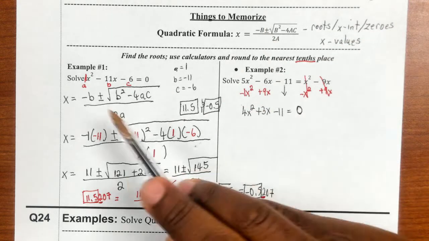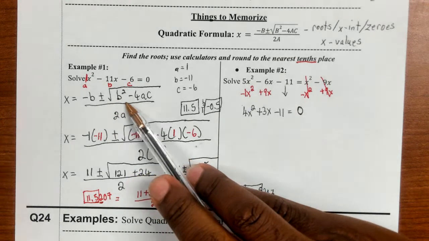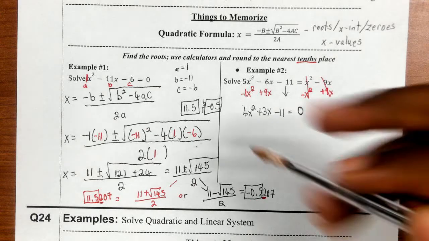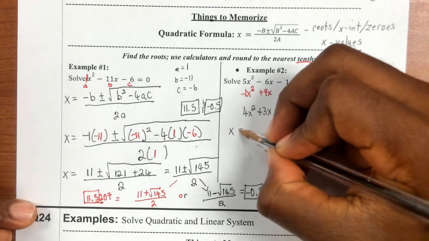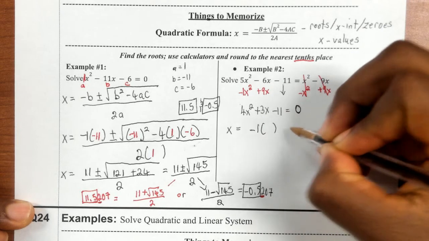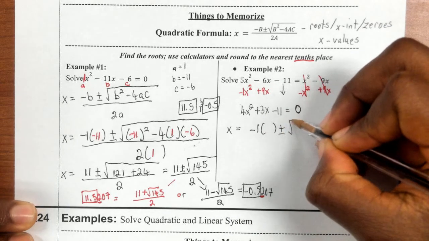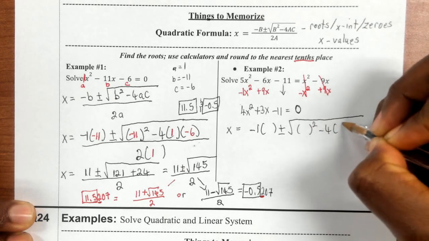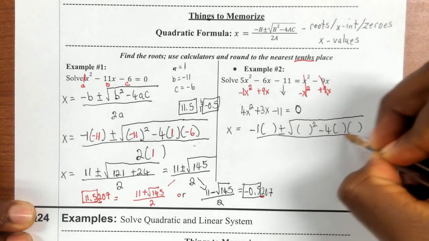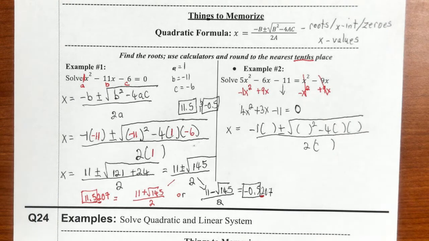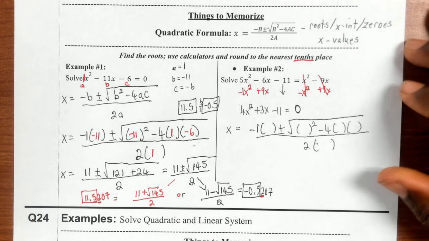So again, our quadratic formula is negative b plus or minus the square root of b squared minus 4ac all over 2a. But a lot of times, I like to set it up like this, where I write it as negative 1 parentheses plus or minus the square root of parentheses squared minus 4 parentheses all over 2 parentheses, which makes it a little easier for me to plug in my a, b, and c's.